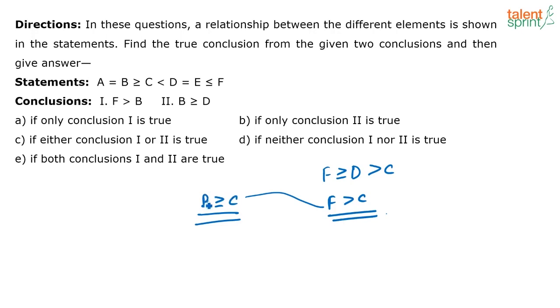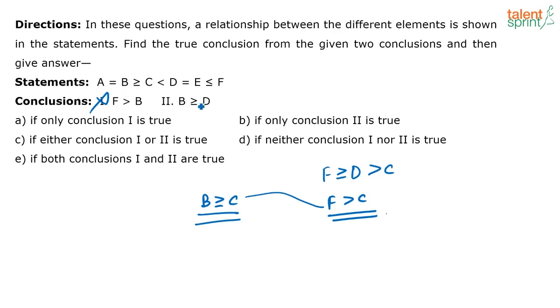But can I find out the relationship between B and F with the given information? I cannot. See, B can be greater than or equal to F, we don't know. So conclusion 1 definitely does not follow. Similarly, let us look at conclusion 2. What does the conclusion 2 say?